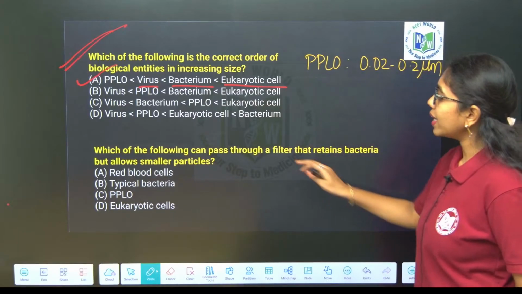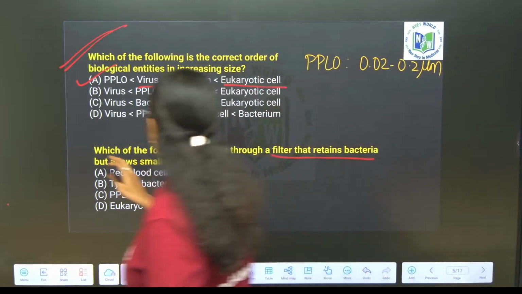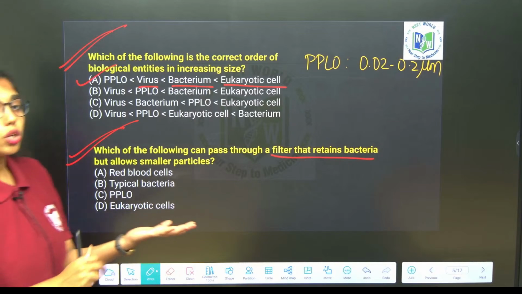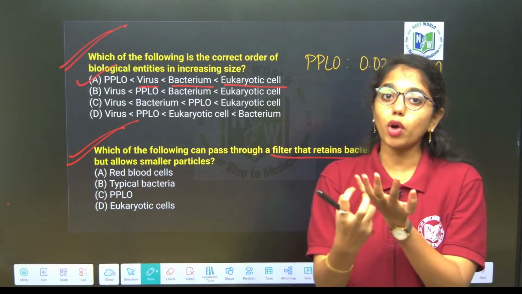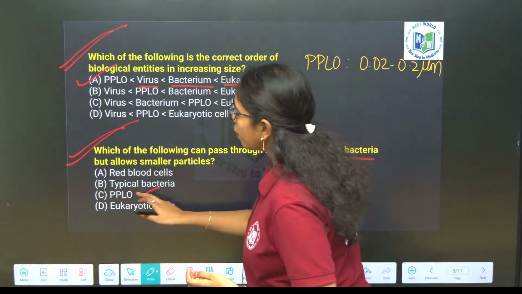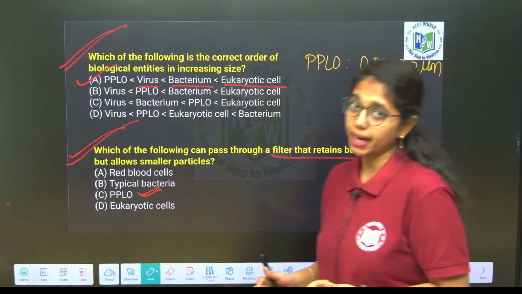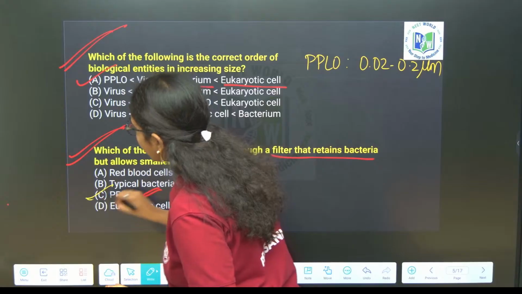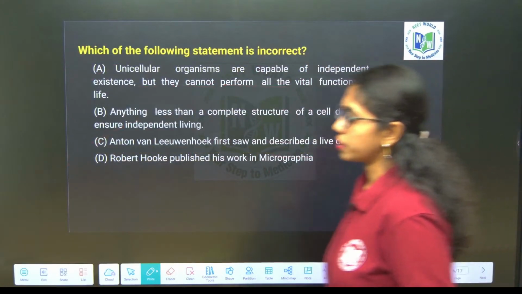Next, which of the following can pass through a filter that retains bacteria but allows smaller particles? Okay, so he is asking you the filter paper through which it can easily pass through. Bacterial filter paper, what organisms can easily pass through? It is definitely PPLO, because the size of pleuropneumonia like organisms are lesser than bacteria, so they can easily pass through bacterial filter paper. So here the right answer will be what, ma? Option C. Okay. Next question.